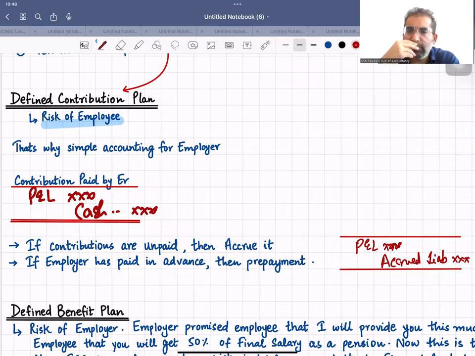Now, one more thing may come. If the employer has paid in advance, then it is a prepayment. Yes, there is a possibility. If the employer pays, say, three years of contributions in advance, then don't book the complete three-year amount as an expense immediately. Just treat the advance amount as a prepayment, and transfer that prepayment to P&L every year accordingly. So this is the basic introduction of the defined contribution plan. Take your time and relax and look at it.